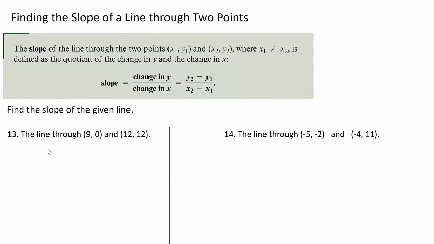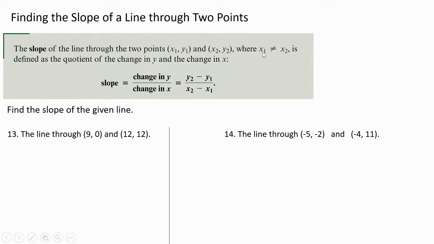The slope of a line through 2 points: this is x1, y1, because this is considered point 1. So this is point 1, that's going to be x1 and y1. And this will be point 2, so it'll be x2, y2, where x1 cannot equal x2. Why? Because if these are equal, the slope is going to be undefined, right?